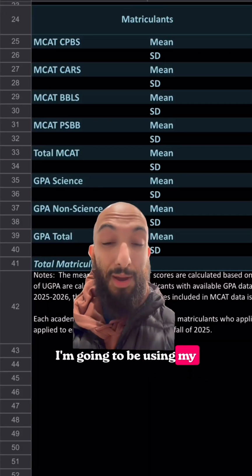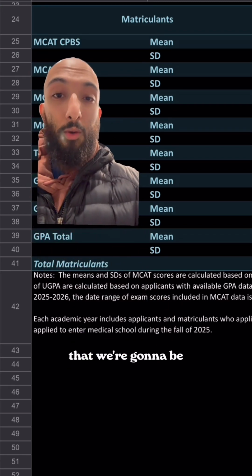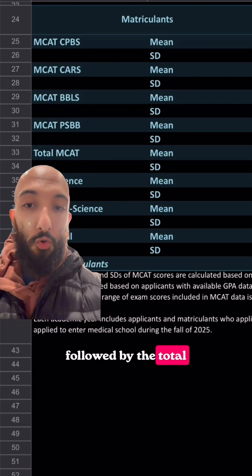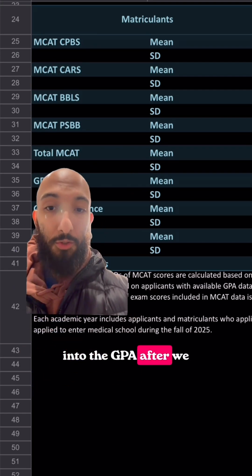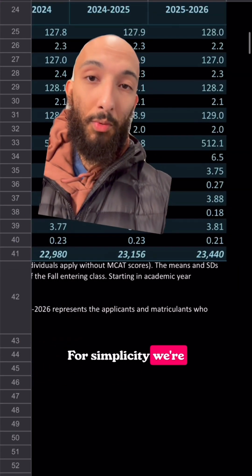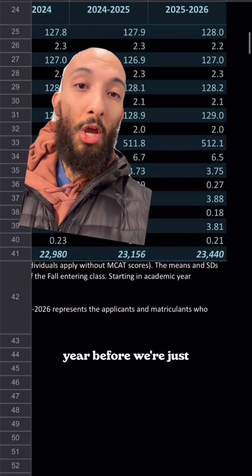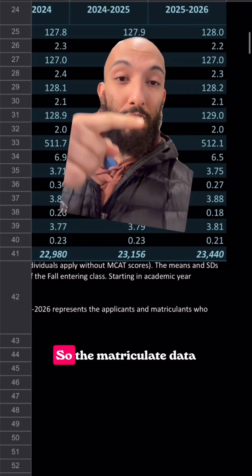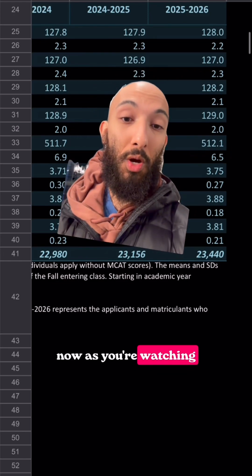I'm going to be using my head as a pointer because it's very shiny and round. Now I want you to see here that we're going to be looking at data for the subsections of the MCAT, followed by the total MCAT score. That's what we're going to focus on first, and then we'll dive into the GPA after we talk about MCAT. For simplicity, we're going to ignore all of the previous year's data here. So last academic year, the year before, we're just going to look over on this side for the current academic year. So the matriculant data for people who are first-year medical students right now as you're watching this video.